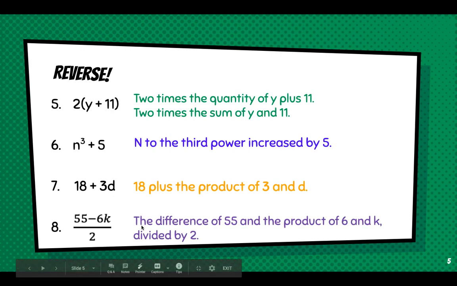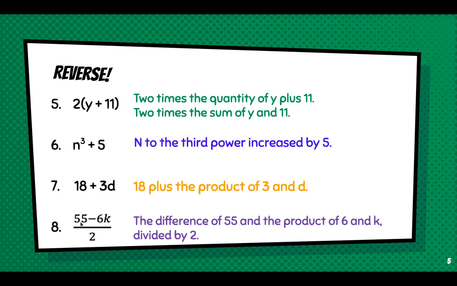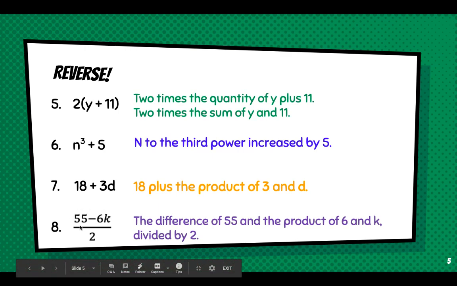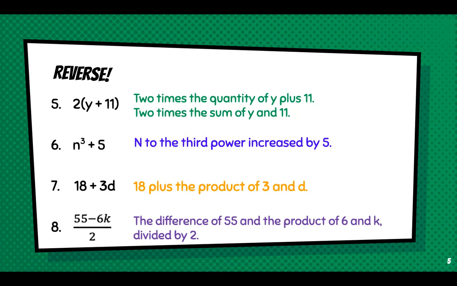And then we have the difference of 55 and the product of 6 and k. That gives me everything that's on the top, divided by 2. It helps so that we aren't dividing in the wrong place. We want that 55 and the 6k all in the numerator.